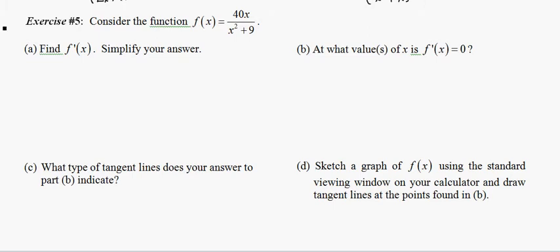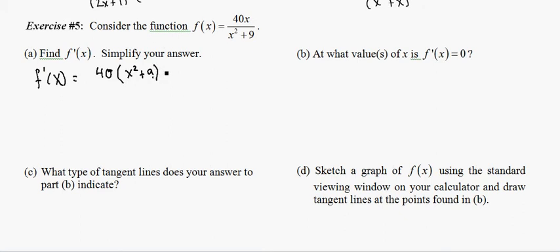Alright, let's take a look and see how it's done. Alright, f prime of x. We're going to take the derivative of the numerator. And that's going to be a nice constant 40, right? The derivative of a linear function is just its slope, times the denominator, x squared plus 9. Minus now the derivative of the denominator, 2x. Right? That plus 9 goes away because its derivative is 0, times the numerator, 40x.